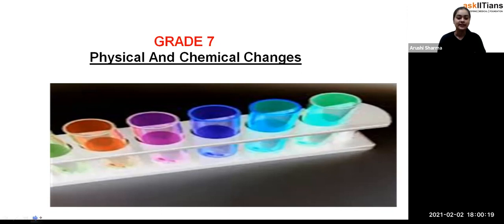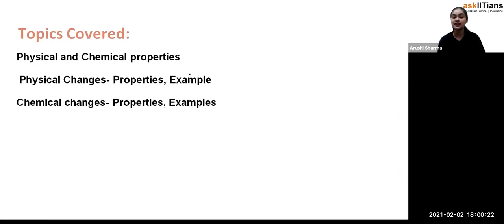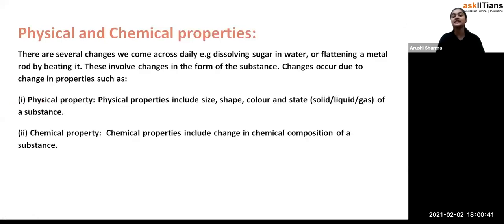These are the topics, students, which we are going to cover in today's class: physical and chemical properties. I'll tell you why. Then we are going to see physical changes and chemical changes with their properties as well as their examples. I have mentioned physical and chemical properties because we are going to see two types of changes, physical changes and chemical changes. Whenever there is some change, obviously some property is going to change. Whenever there is a change in the physical properties, we call it a physical change, and whenever there is a change in the chemical properties, we call it a chemical change.